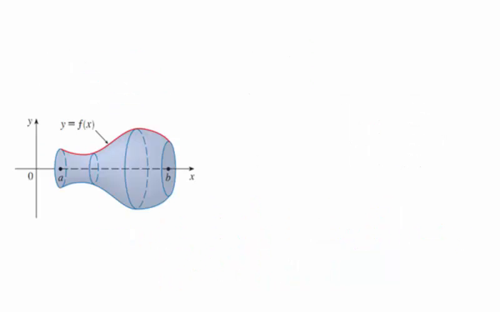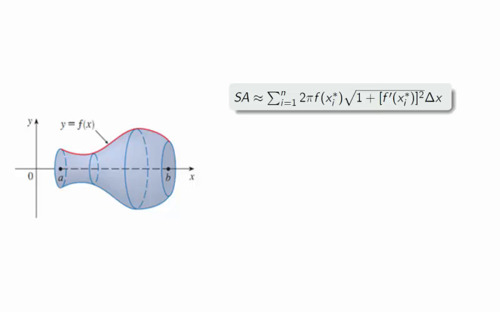We perform this procedure for every band. The area of the surface of revolution is approximately the sum of the areas of each of the bands. In other words, surface area is approximately the sum i equals 1 to n of 2 pi f of xi star times the square root of 1 plus f prime of xi star squared times delta x. Taking finer and finer partitions will make this approximation better and better.